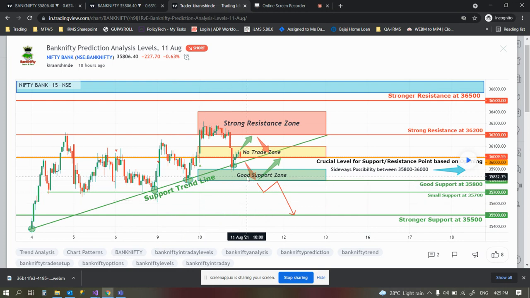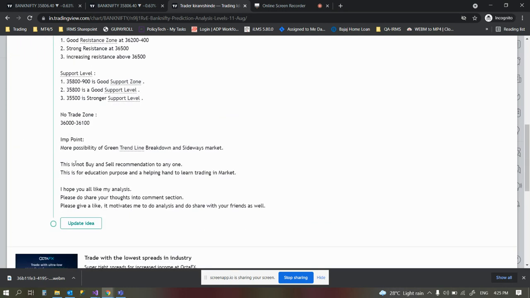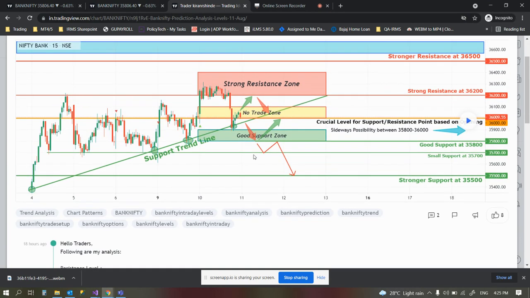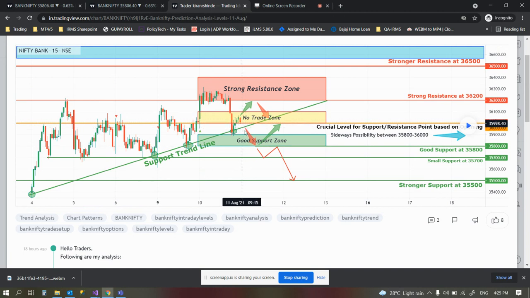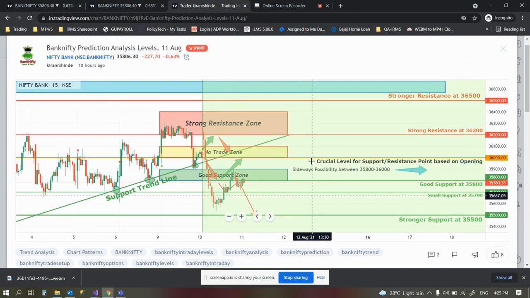So let us see what we have seen. I have marked this support trend line, and I have written in the description as well that there was more possibility of a green trend line breakdown and a sideways market. So there was more possibility that this support would break, and we could see a bounce back from this particular level and the market could go sideways in this particular zone. So let us see what happened today exactly.